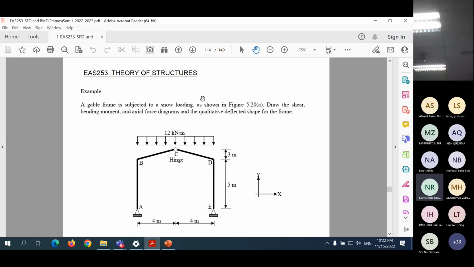Okay. But now it's almost 10:30, so I do not want to take more of your time. So now this problem here has characteristics of symmetry.